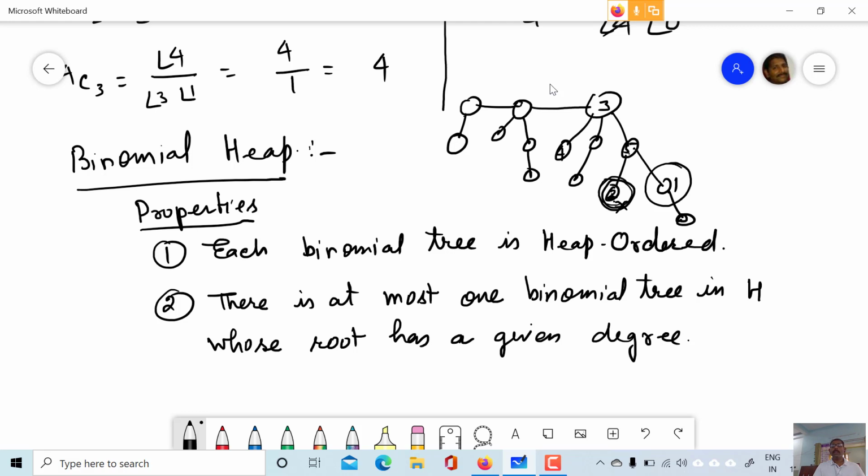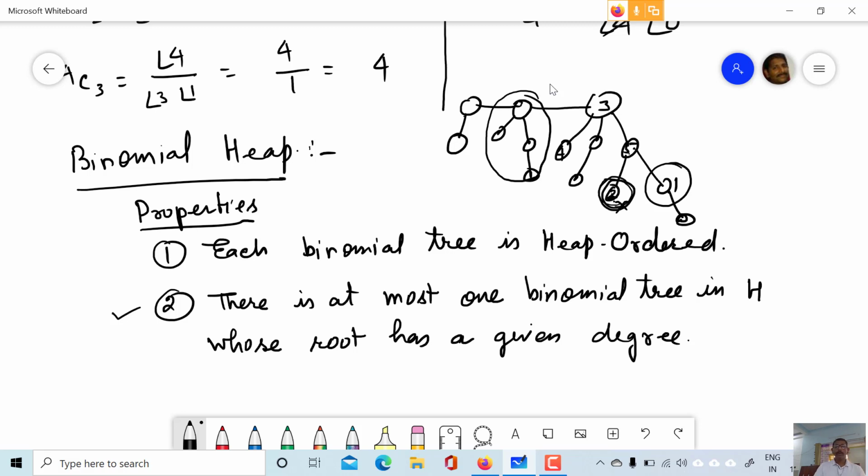So there will be a starting point. In this case the question will say that there must be a binomial tree of degree 2, so in this case you can find the binomial tree of degree 2. It means rule number 2 says that there is at most one binomial tree in H whose root has a given degree. So the root must be of degree 2. The binomial tree must have a given degree. So this is the second condition for the binomial heap.